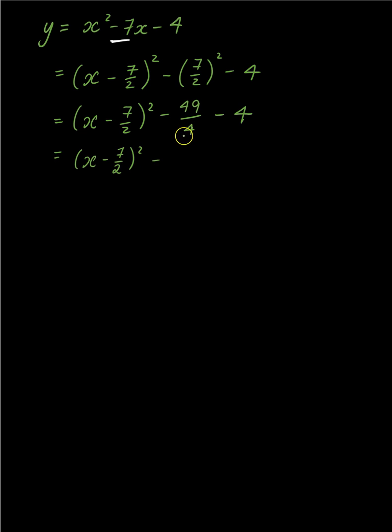Just tidy this up, 49 over 4, take 16 over 4, so that becomes 65 over 4. Therefore, our vertex is 7 over 2. But we have to reverse the sign, right? So not minus becomes positive 7 over 2, and minus 65 over 4. And that is completing the square to help us find the vertex.